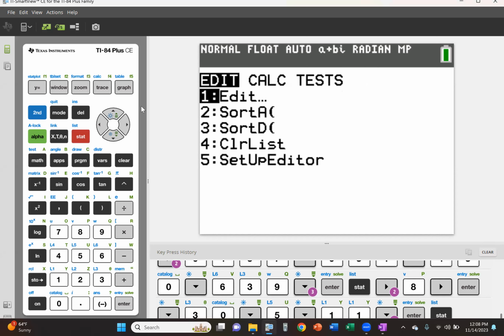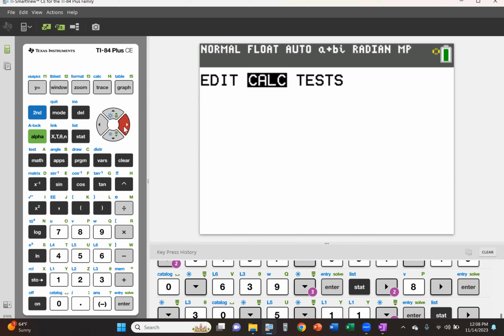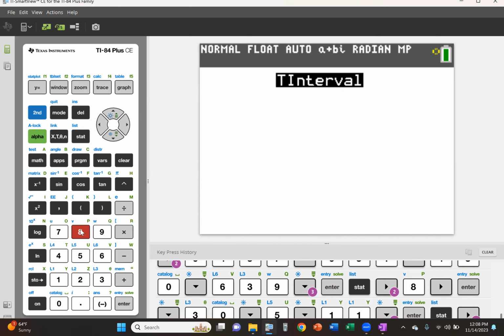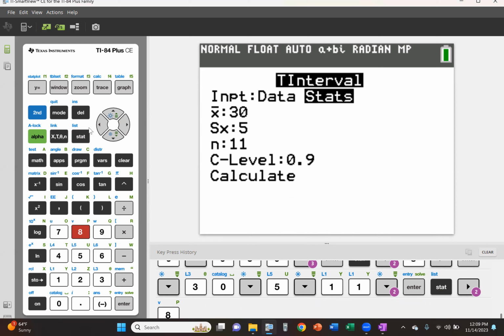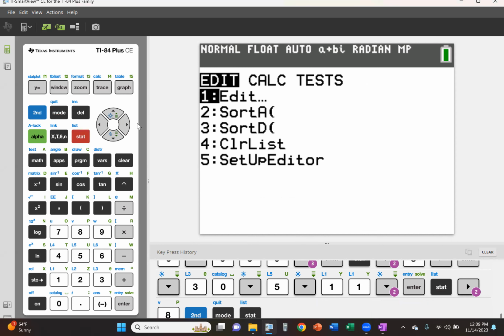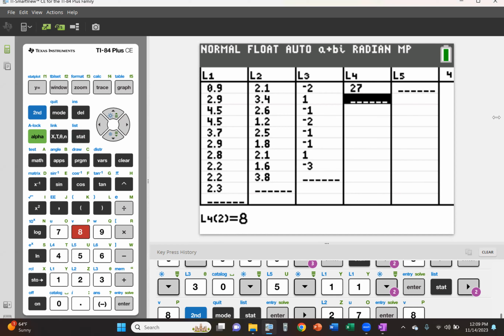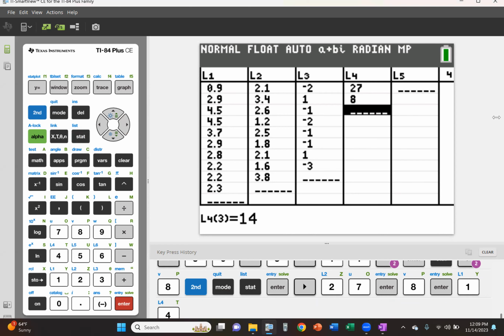Okay, so I'm going to go stat, tests. We're going to do a t-interval, number 8, but this time we need to do it on data. And I guess I need to go put my data in. So let me get out of here and go stat, edit, and I'm going to put this in L4. So I'm just going to put that data in. So we have 27, 8, 14, 25.